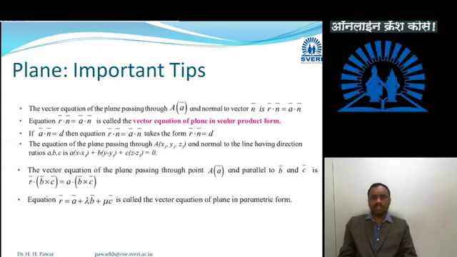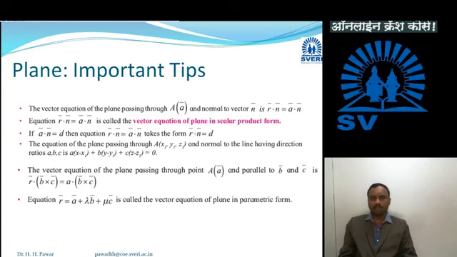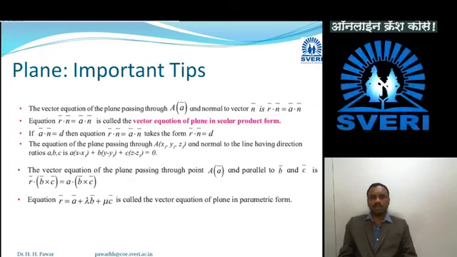Again, the equation R bar dot n bar equal to A bar dot n bar is called the vector equation of the plane in scalar product form. Also, if A bar dot n bar is equal to D, then the above equation takes the form R bar dot n bar is equal to D.